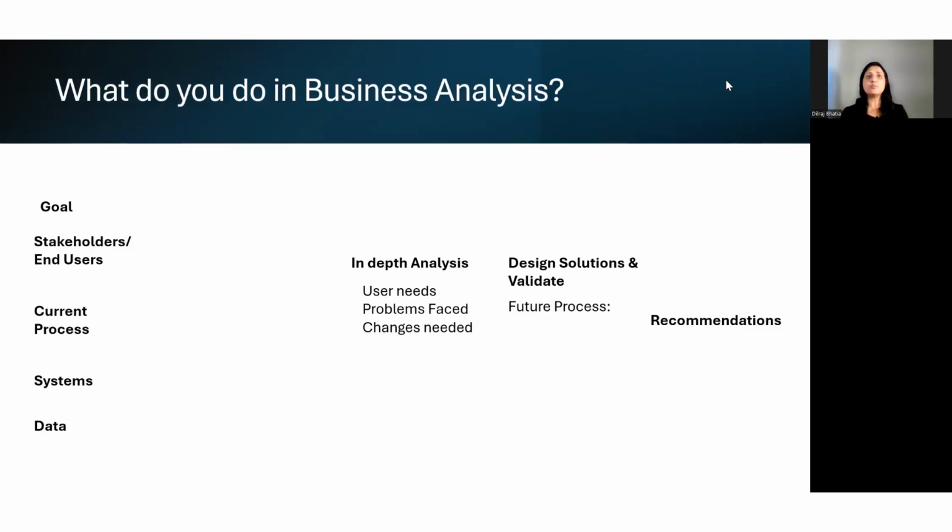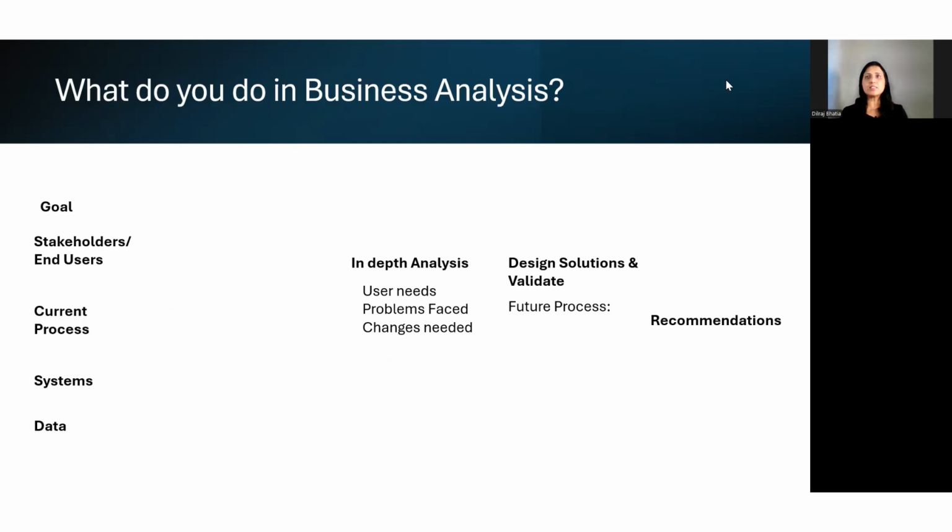So, what do you do in business analysis? We define the goal that we are trying to achieve by doing that analysis. And in any analysis, there are stakeholders and end users involved. We would like to understand the current processes that are being followed by the users and stakeholders, what systems they are using, what kind of data is being used. We use all of this information to do an in-depth analysis. And then once we have understood the problem and need better, we design solutions, validate them, and make recommendations.